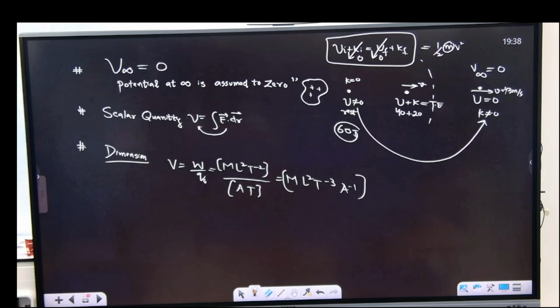So why did I define it so? Because I knew how to calculate electric work done. Why does the sign change if you change the limits? You check integration. If you change the limits, the sign will change. It's like a rule: upper limit, lower limit.